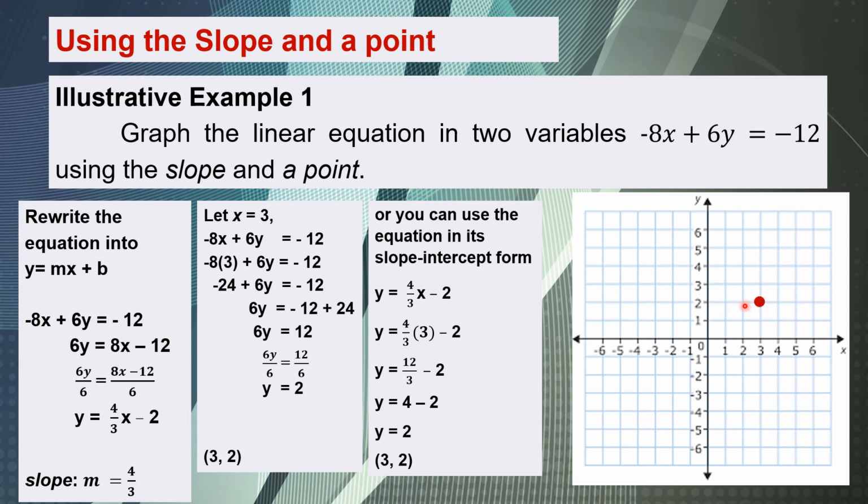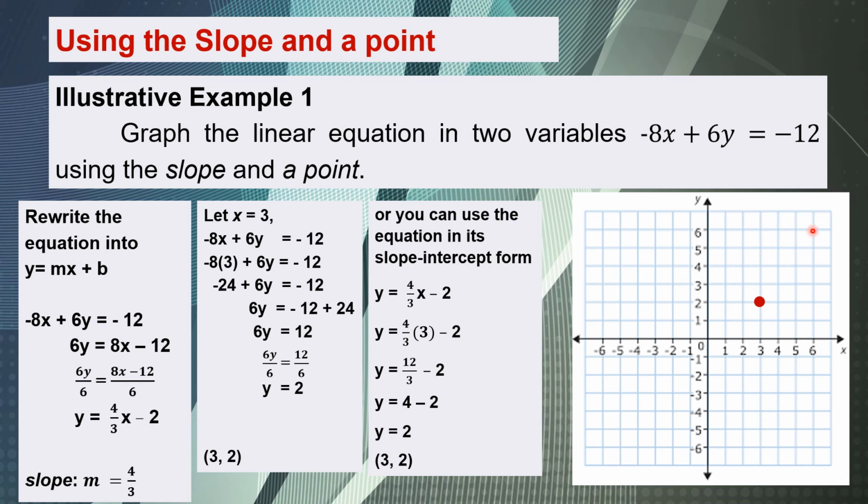Okay. So, from this point, using now our slope, maipa-plot na natin yung pangalawang point. So, from this point, our rise is 4, positive 4. Since it is positive, we move 4 units upward. So, from this point, we count 1, 2, 3, 4. And our run, I should say, is positive 3. So, since it is positive, we move 3 units to the right. So, from this point, 1, 2, 3.